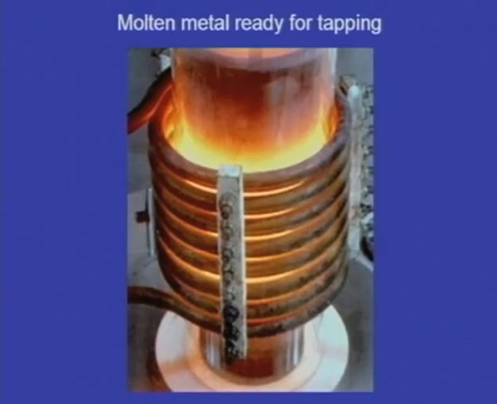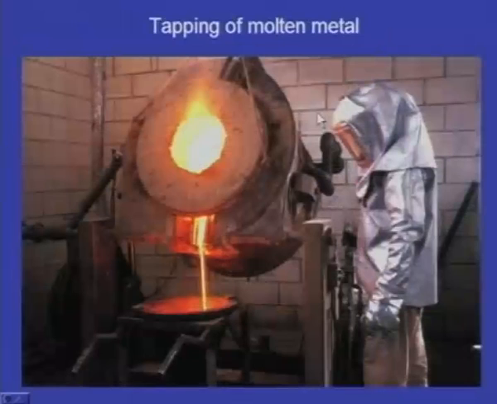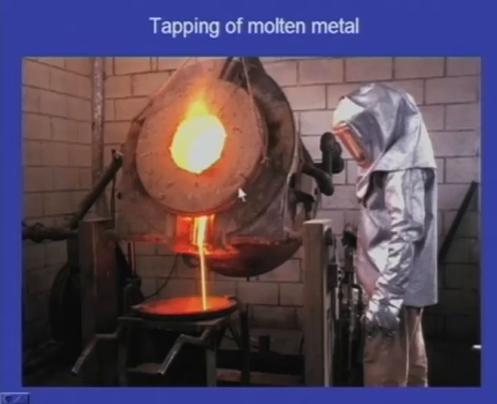Here we can see the induction furnace in operation. So, this is the coil and this is the crucible, and inside the crucible we have kept the charge. Heat is generated and the charge inside the crucible is melting, and here the molten metal is tapped from the induction furnace.